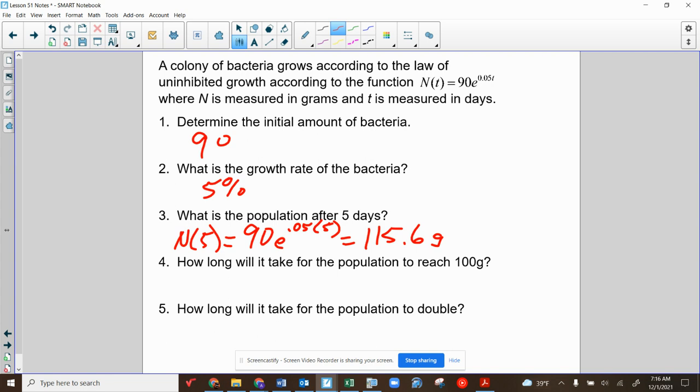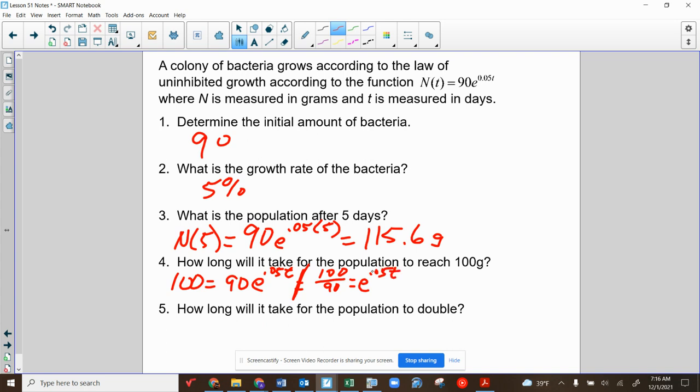How long will it take for the population to reach 100 grams? So that means future value is 100, present value is 90. We still have 0.05, but now we don't know what T is. So to solve for T, you need to get the exponential part by itself. So I'm going to divide both sides by 90. You can reduce that to 10/9 if you want to, or just leave it. It doesn't really matter, since we're going to be putting it into the calculator anyway.